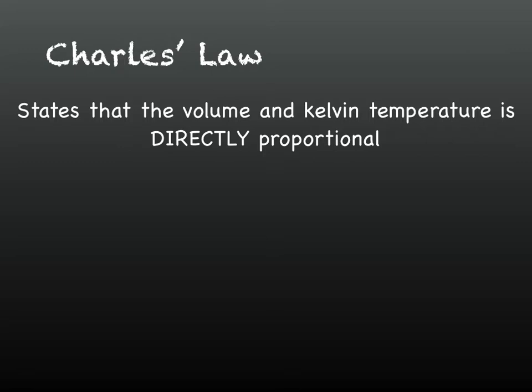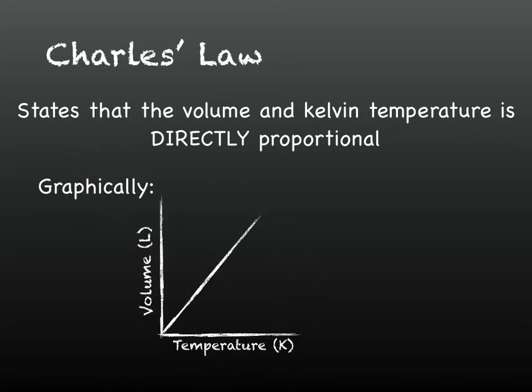In Charles's law, we also have to be able to show that as a graph. Graphically speaking, it's going to have a positive slope. And we also have an equation, which is V1 divided by T1 is equal to V2 divided by T2. This is that proportional equation that you've seen before. You must be able to state the law in all 3 methods: directly proportional, graphically, and in terms of the equation.